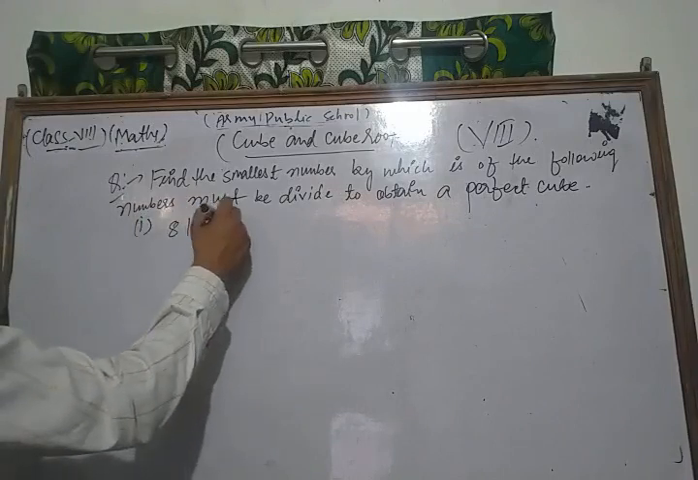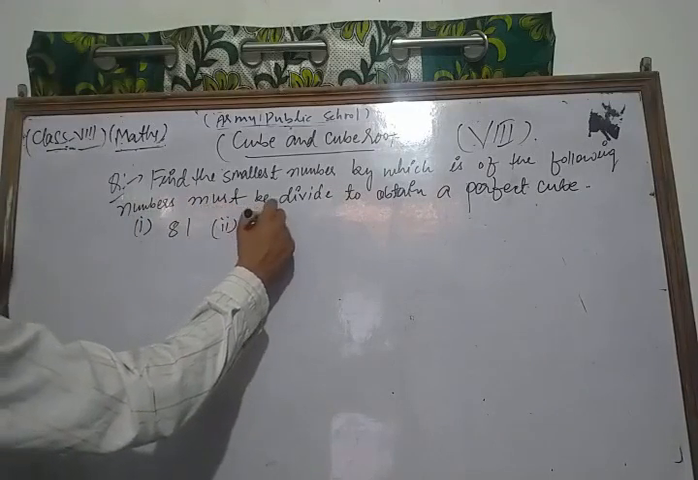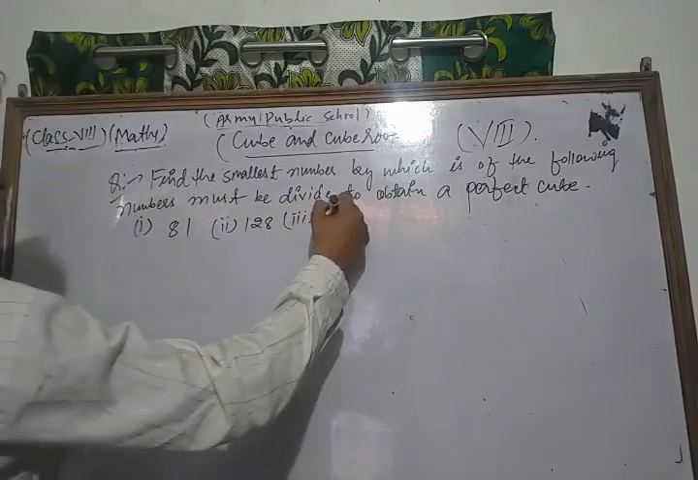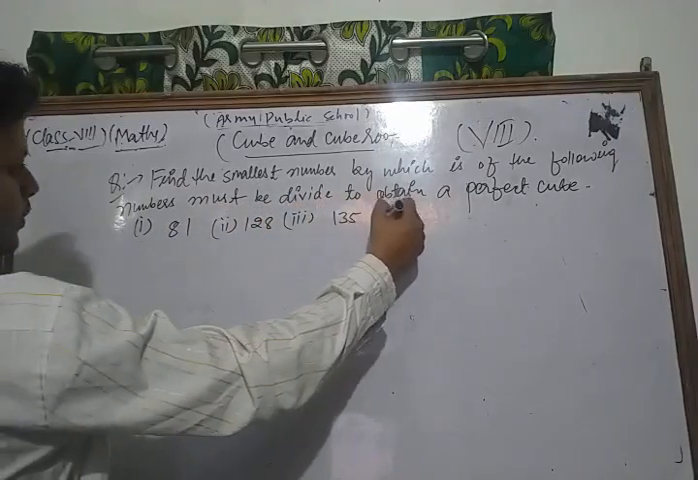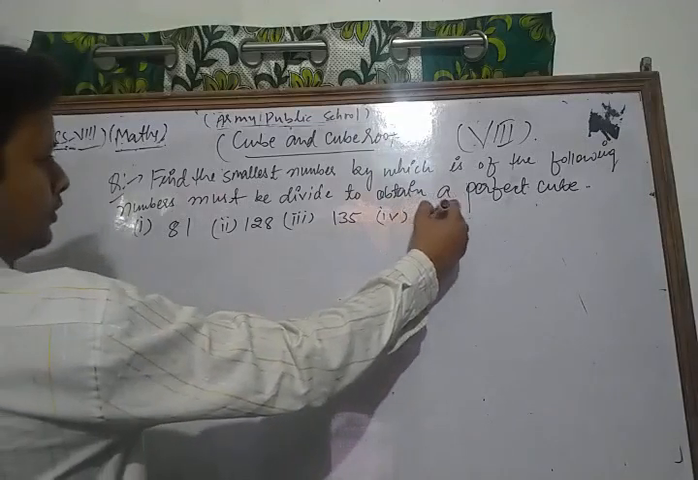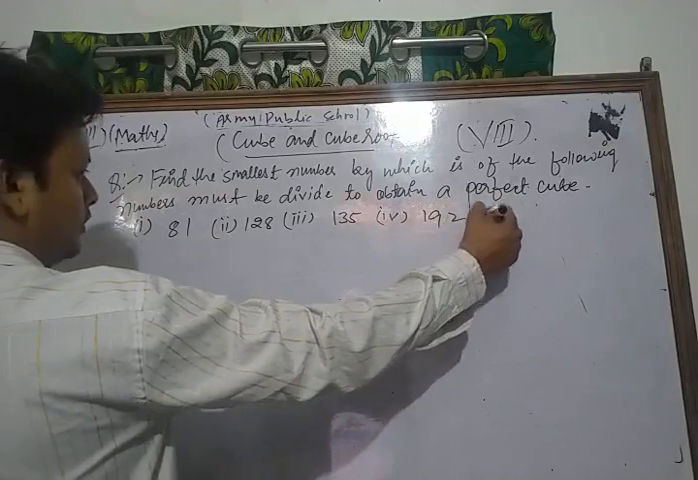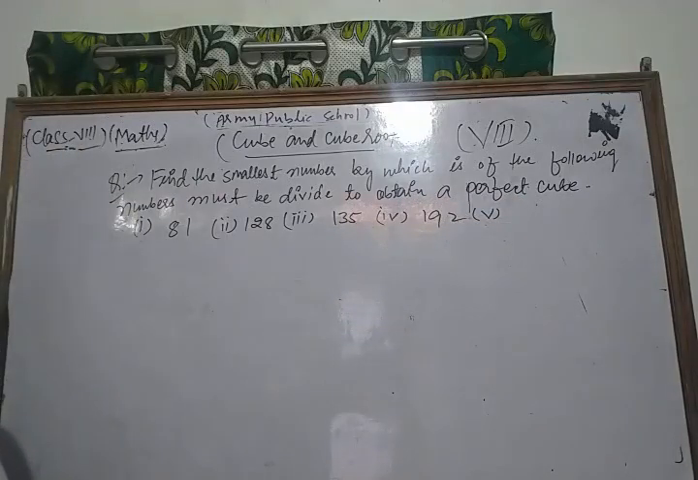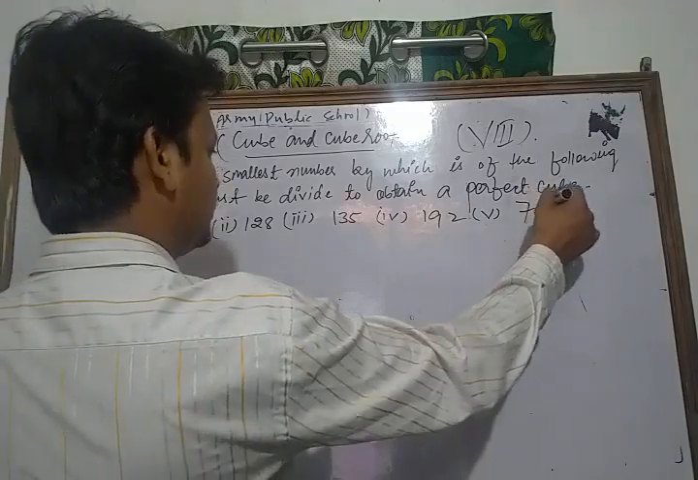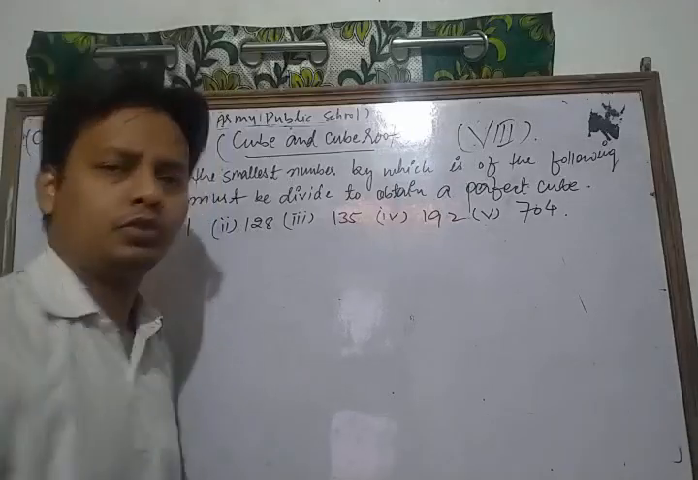And the first part of the question is what? 81. Second one 128. Third one 135. Next 192. The fifth 704. This is the question here.